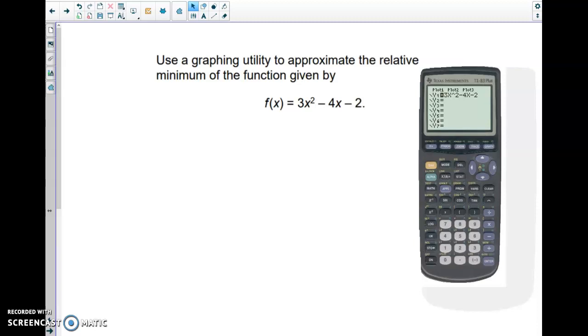Apparently this calculator simulation was not allowing me to type, but I figured it out.